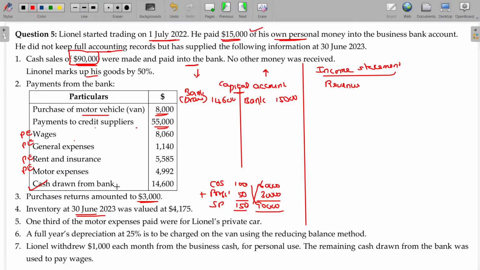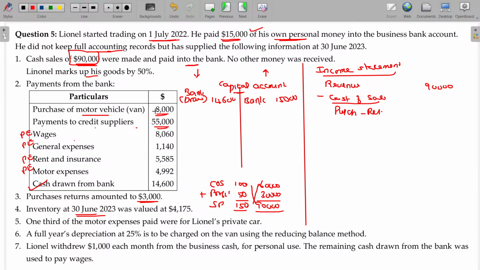There are no credit sales, so we assume that the entire 90,000 is the revenue here. Minus cost of sales. Remember, the cost of sales is nothing but opening stock plus purchases minus closing stock. But this is a newly started business, so definitely we don't have opening stock. So you can start with the purchases less return, if any.